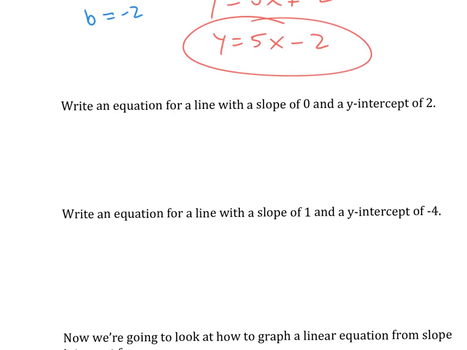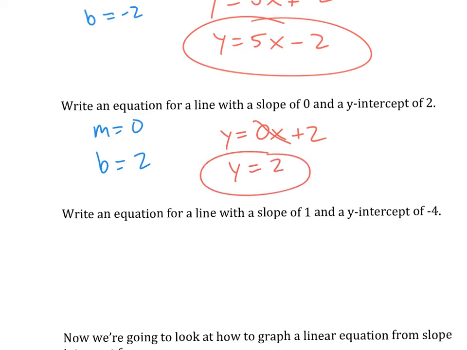Let's write an equation for a line with a slope of 0 and a y-intercept of 2. In this case we'll have m equals 0 and b will equal 2. If we're going to write it in y equals mx plus b, we'll have y equals 0x plus 2, but our 0x will just go away. So we'll end up with y equals 2. And that is our equation for that line with a slope of 0 and a y-intercept of 2.